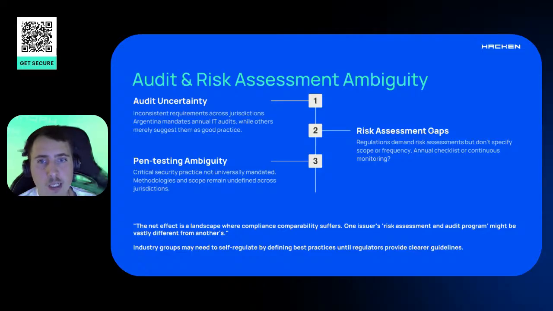And also the pen testing ambiguity. This critical security practice is not universally mandated, and methodologies and scope remain undefined across jurisdictions. Sometimes you have a clear definition, like we need to have a pen test for the DApp and for the smart contracts. Sometimes you just have, you need to have a testing program or resilience program or something like this. So it creates lots of different gaps and points for manipulation.